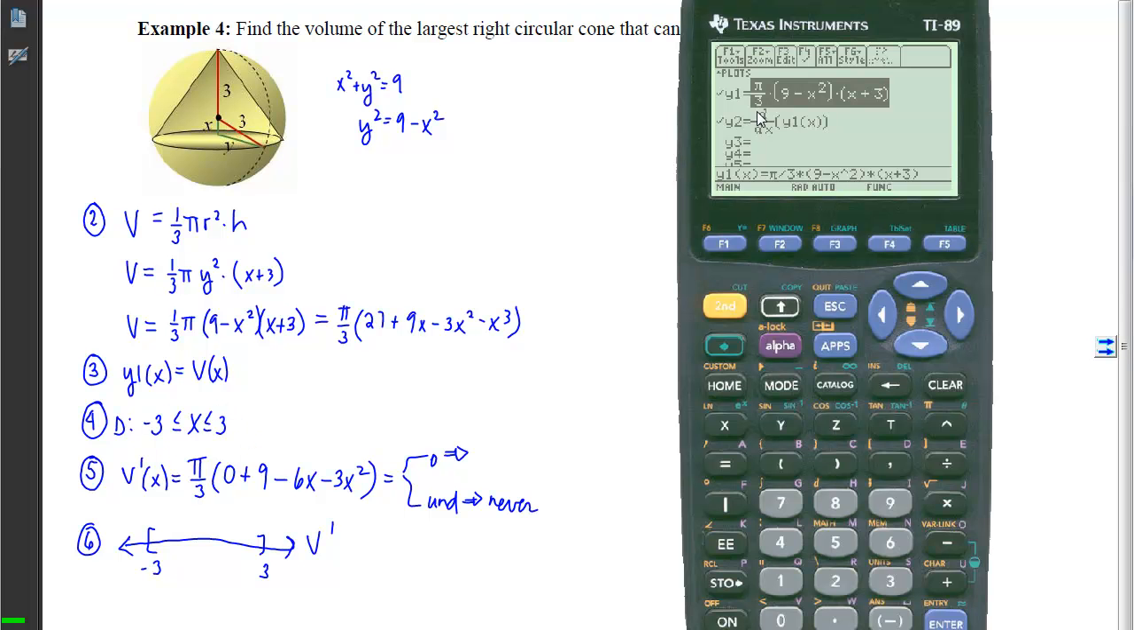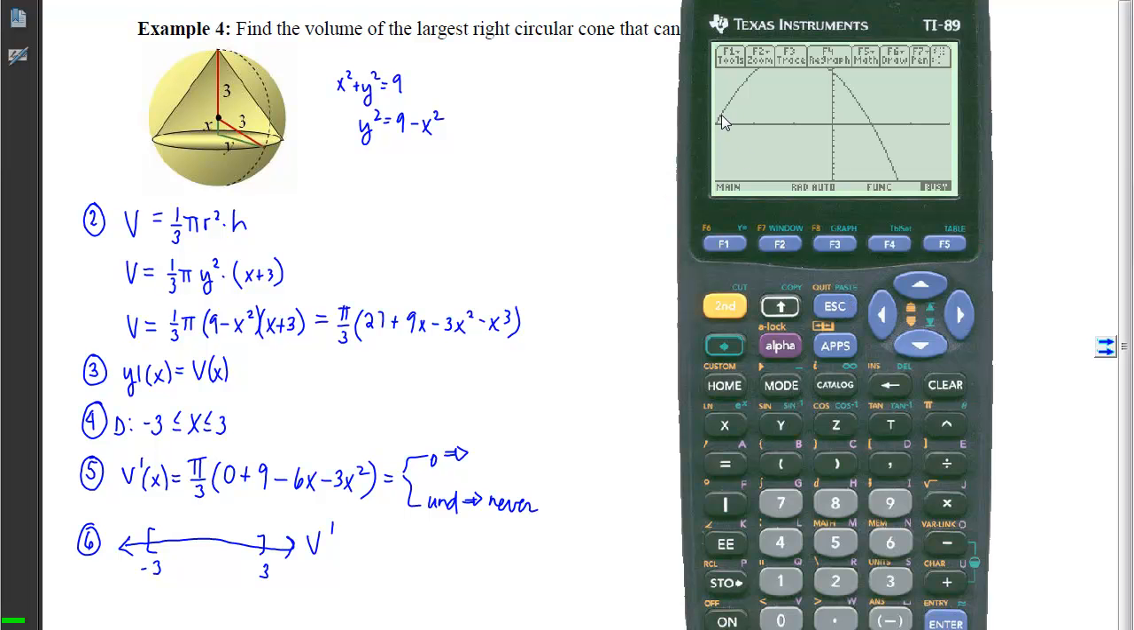Notice here in y1 I have that 1/3 pi times the radius squared times the height. And then in y2 I have the derivative of y1 with respect to x. I'm going to turn off y1 because I just want to graph y2 so that I can see the zeros and the undefineds. And notice that I want to look in the correct place, which means I'm going to limit my x min and x max to the domain. If I graph now, I'm looking for when that V prime is above the x-axis, when it's below the x-axis, and when it equals 0.